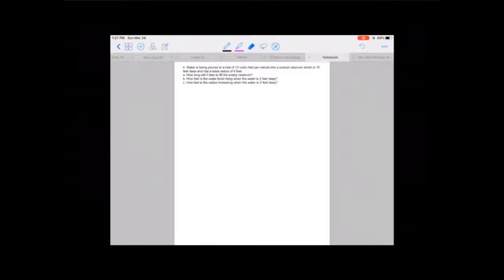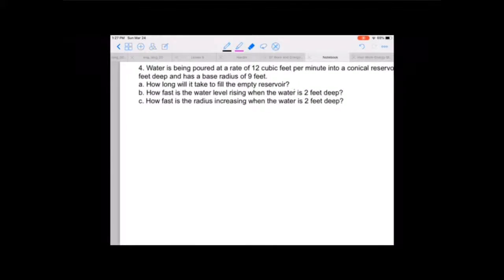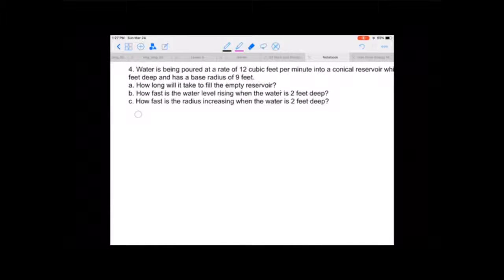Now, we first need to set up a diagram. We can do this by drawing a cone-like shape to represent the conical reservoir. Now we must label what is given to us, especially the radius, which is 9 feet, and the height, which is given as 15 feet. It's cut off, but it's there.